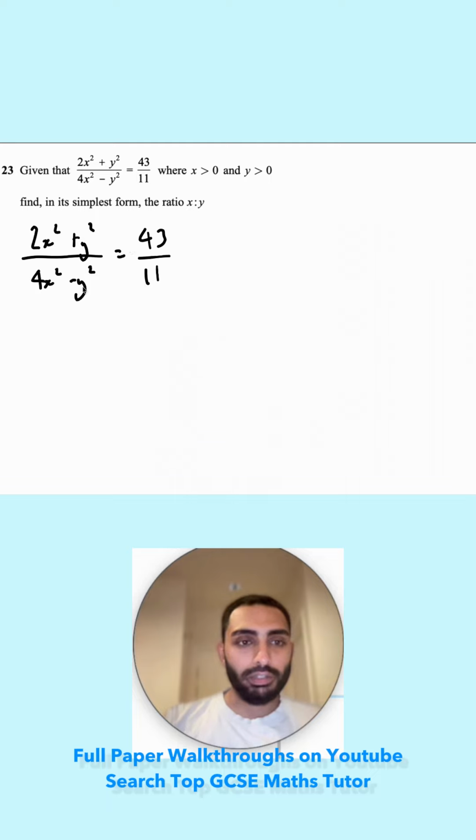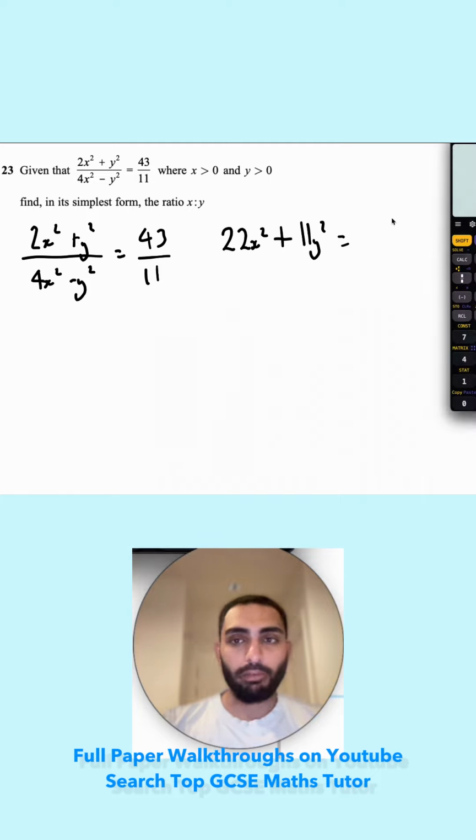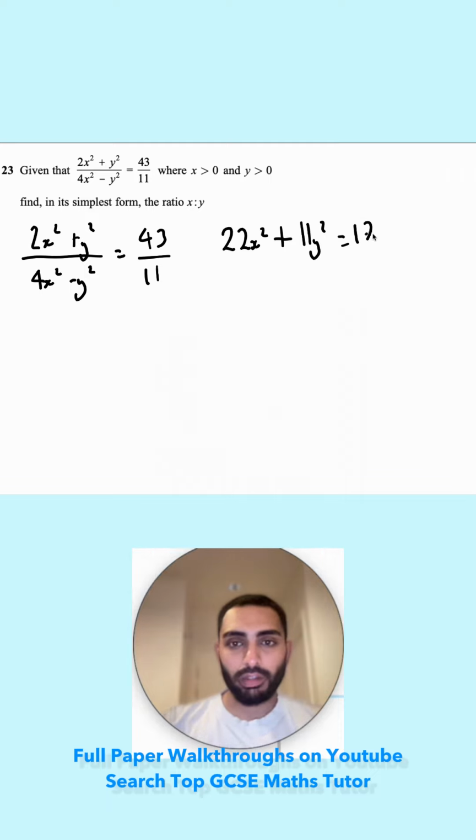First thing that I need to do is cross multiply to get rid of these fractions. So I'm multiplying all of this by 11. So that would become 2x squared times 11, which becomes 22x squared, plus 11 times y squared is 11y squared, is equal to, and I'm going to cross multiply here as well. So I'm doing 4 times 43 first, which is 172x squared minus 43y squared.